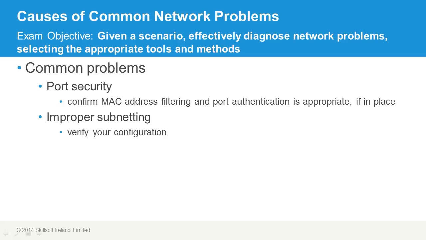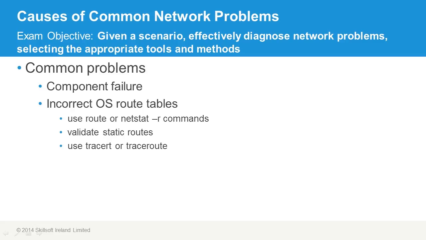And improper subnetting is similar to the VLAN issue. If somebody did not correctly calculate the size or the boundaries of your subnet, it's entirely possible that the system that you believe you should be able to contact is on the wrong subnet. So you cannot contact it anymore. So again, you have to verify the configuration of what subnets have been implemented in your environment.